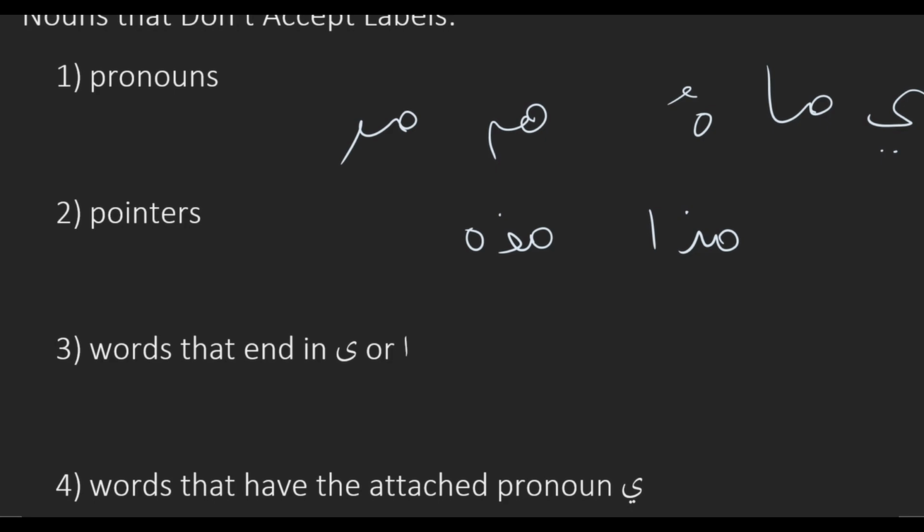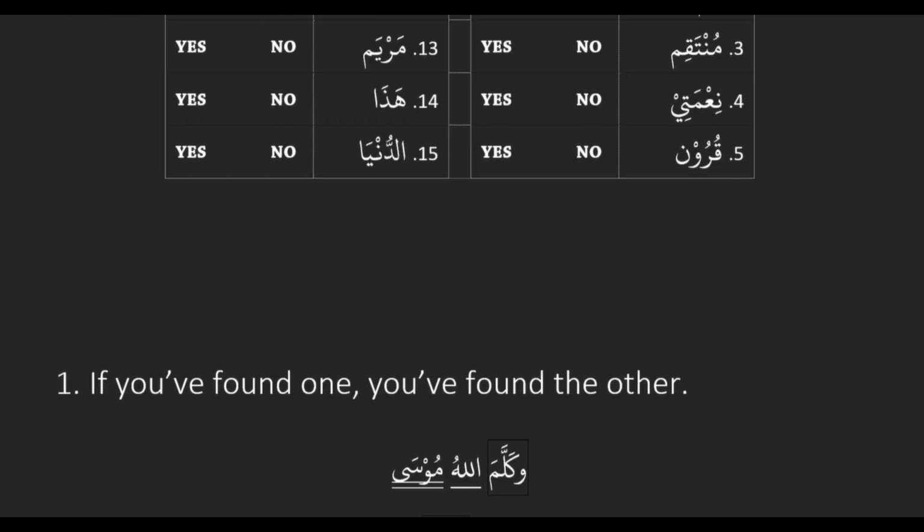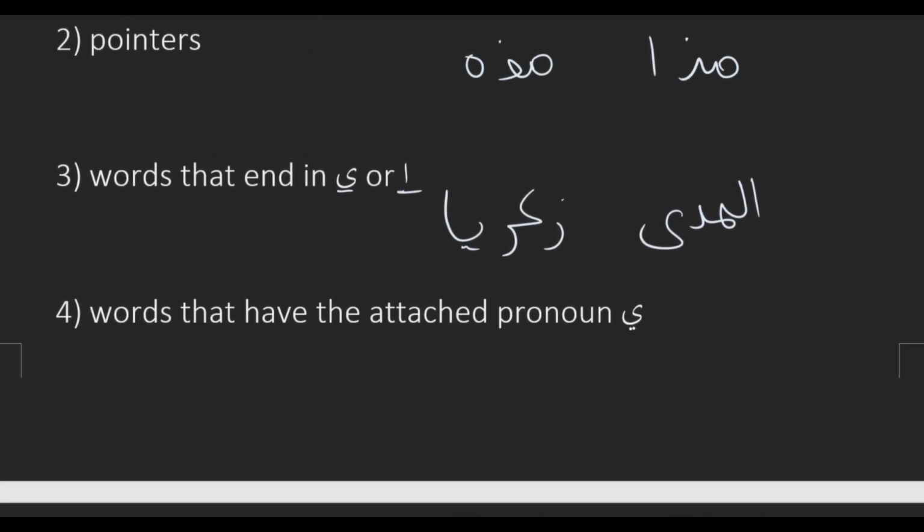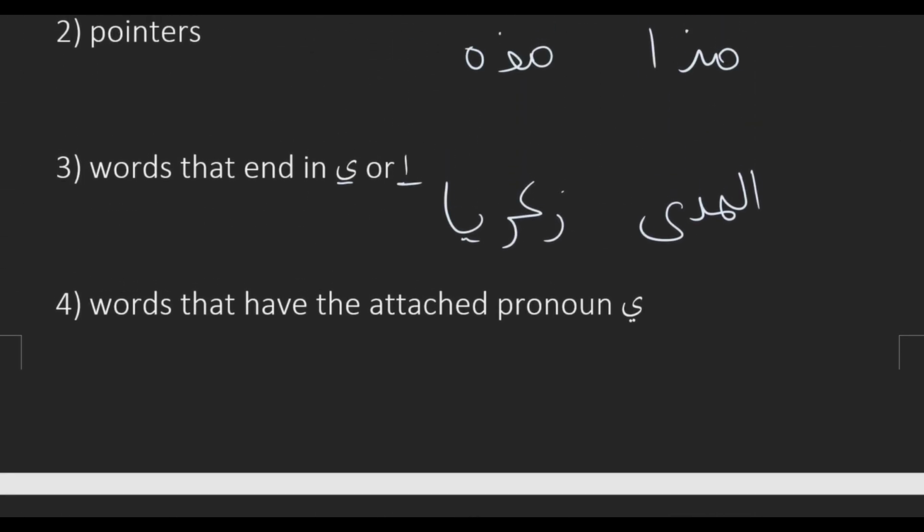Category number 3 is words that end in alif. Alif maqsoor or alif. This kind of alif or this kind of alif. Okay. Right, so for example, if we see al-huda, that won't take a label. If we see a word like Zakariya, a name, it ends in an alif, it won't take a label, right? So you can't say huda un or huda en, and that's just because it doesn't sound good. It doesn't sound smooth or good to the Arab. So something that ends in an alif can't take a label. Okay. Makes sense?